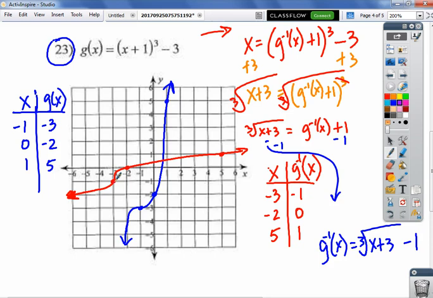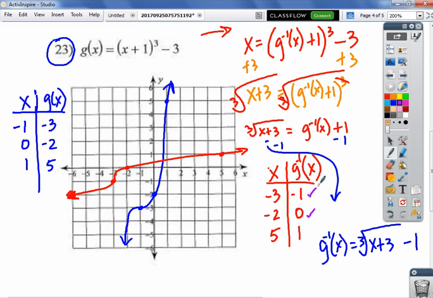You want to check the math? How about, for instance, -2, 0. So I plug in -2. -2 plus 3 is 1, right? And the cube root of 1 is 1, and 1 minus 1 is 0. Even try a -3. -3 plus 3 is 0, the cube root of 0 is 0, 0 minus 1 is -1. So we showed it graphically, we showed it mathematically, so you have it.